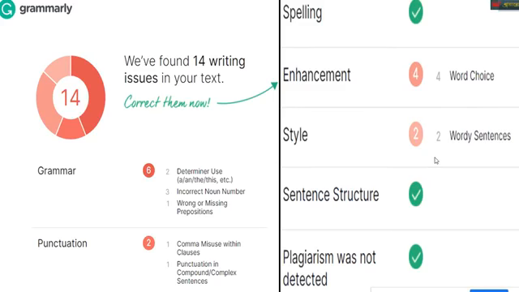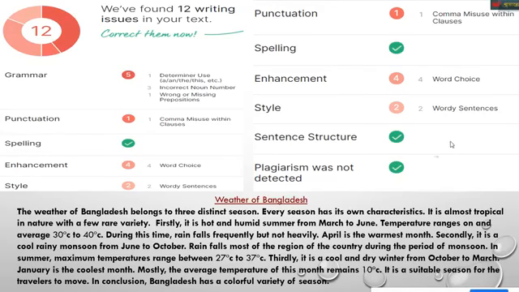What happens in the next stage of editing? Okay, wow, that's great. We found only 12 writing issues in your text. So gradually, manually and digitally, we are checking with the grammar tool to make it a good piece of writing. In this stage we have only 12 mistakes, you see. So our mistakes are decreasing. I have used the same paragraph, but in different stages I have just corrected it. I am just showing you how you can edit your paragraph before publishing.